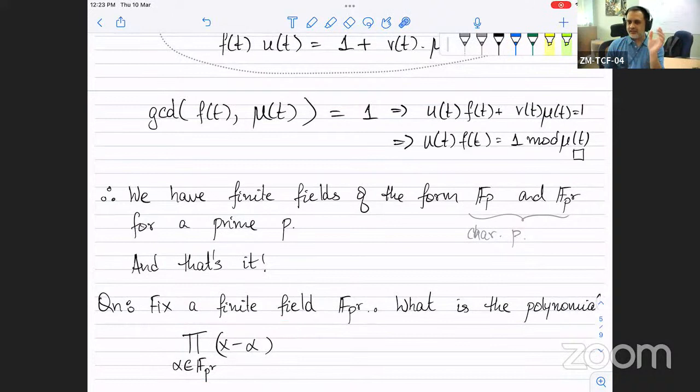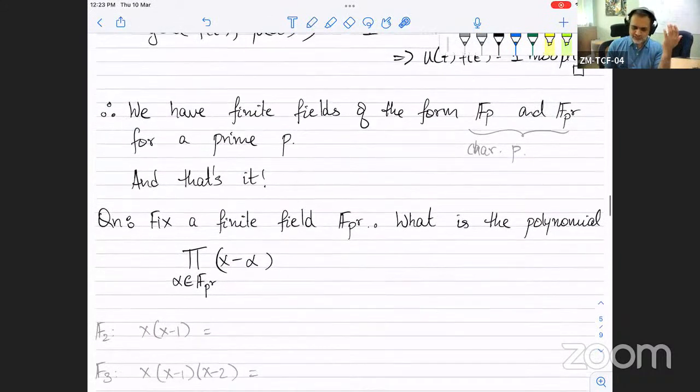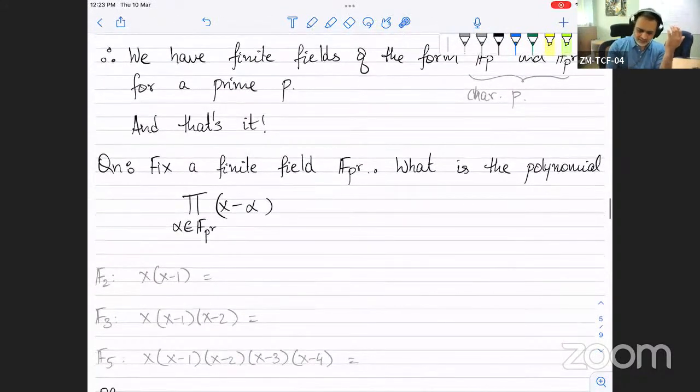So what I'm doing is I'm taking every element in my field and just looking at x minus alpha. I want to know what this polynomial is. If I multiply everything together, what do I end up getting? Let's try out a few examples. I am not doing it for p power r here. I'm doing a cop out and choosing just Fp, but I'm hoping that will give us some idea of what this polynomial should be.